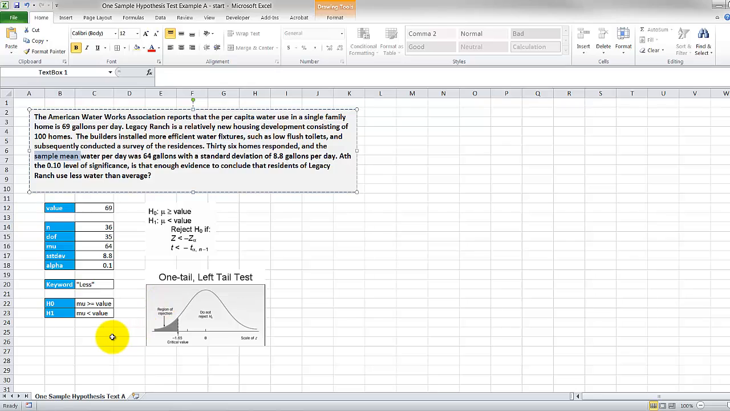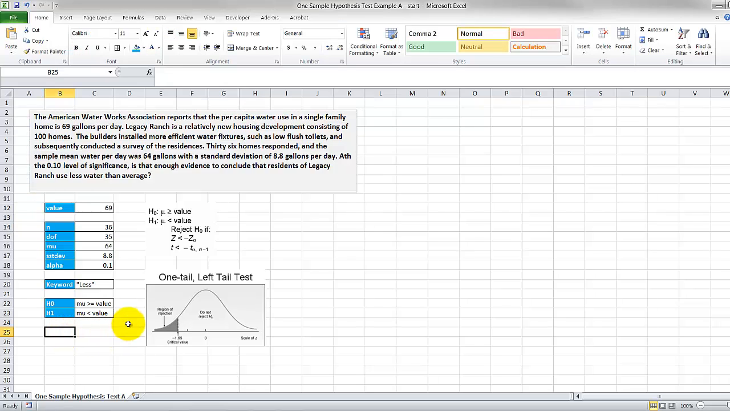So we need to calculate the test statistic and the test critical value. So let's go ahead and document this. We need T stat and T critical.